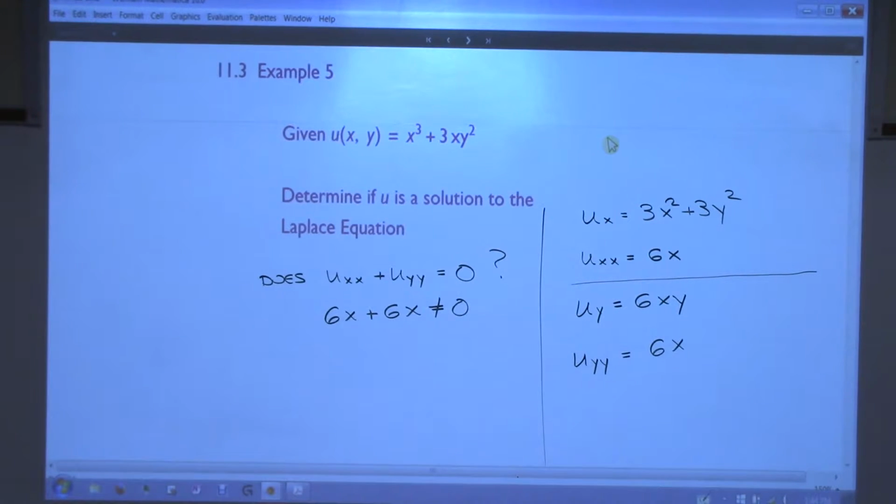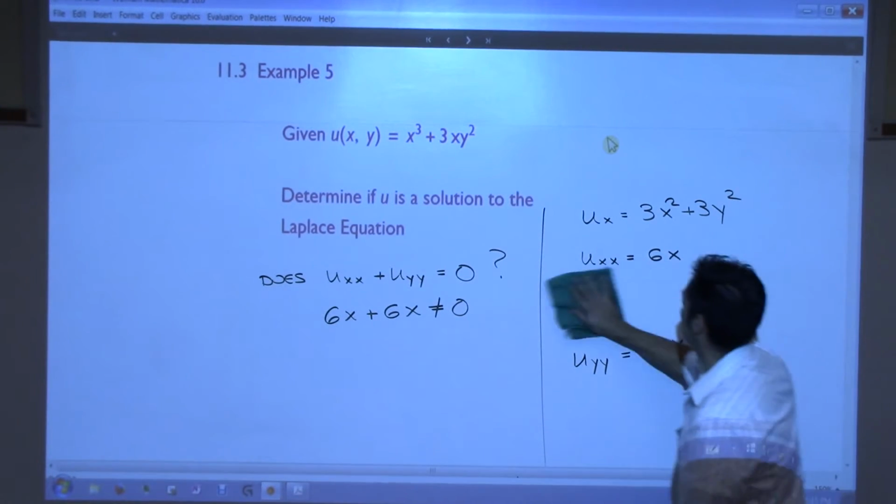So what do all the solutions to Laplace equations look like? No? I'm not going to put you on the spot. They all have the same look to them, no? Okay, we won't.